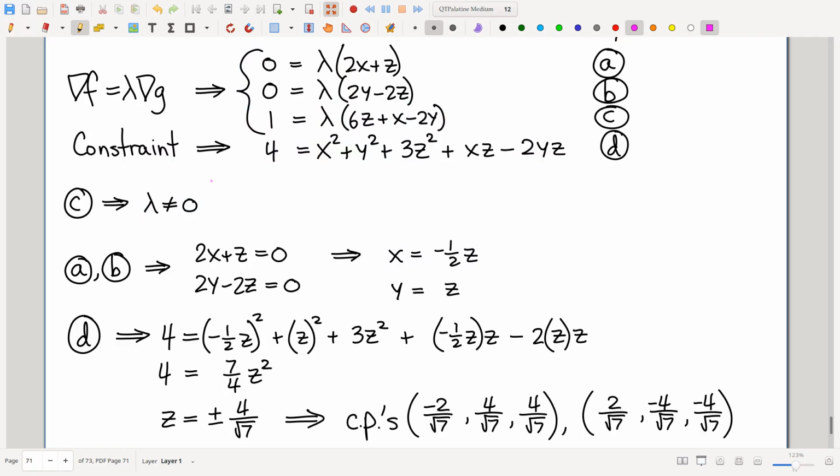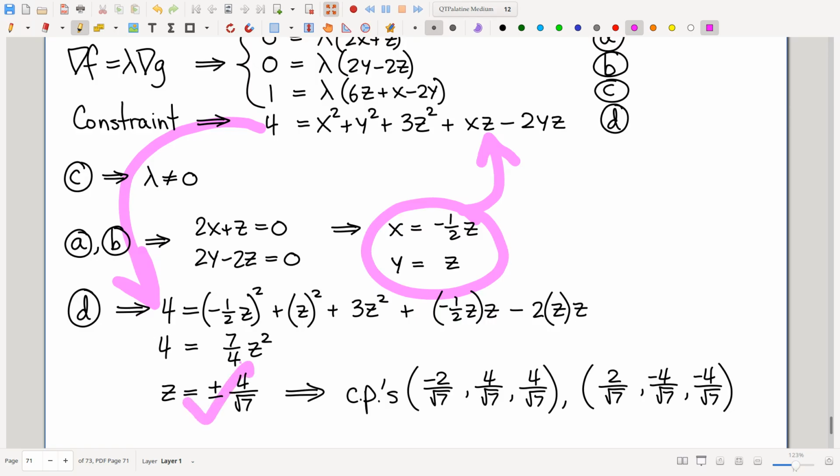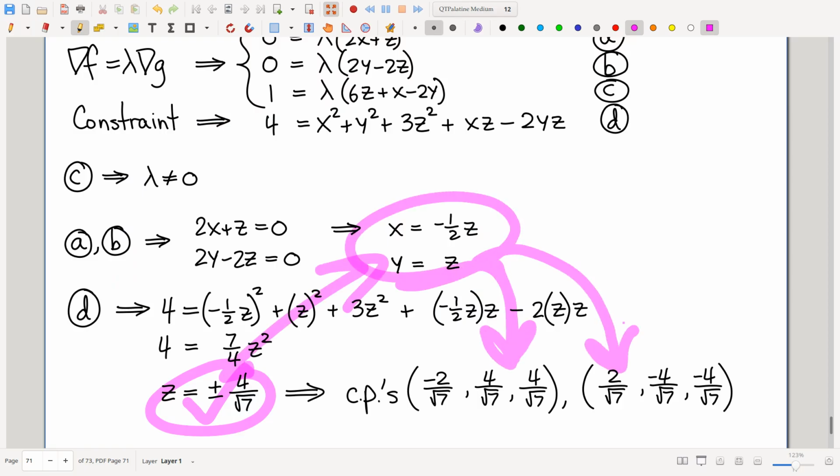So it's all over but the shouting at this point. Once you have a relationship between x, y, and z, you can rewrite the constraint in terms of a single variable, solve to get that variable, plug that back into this relationship, and that'll give you your critical points. Pretty straightforward strategy, really. Everybody happy?